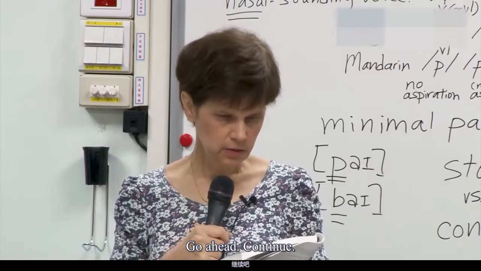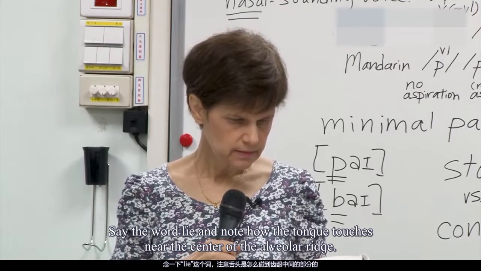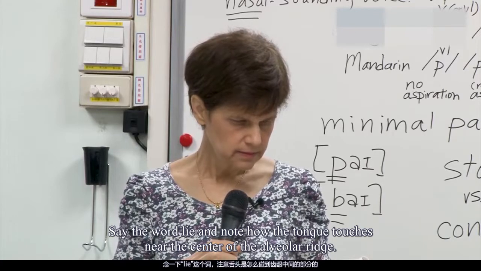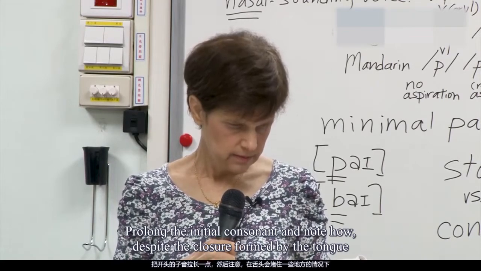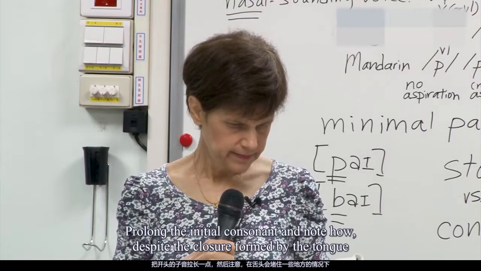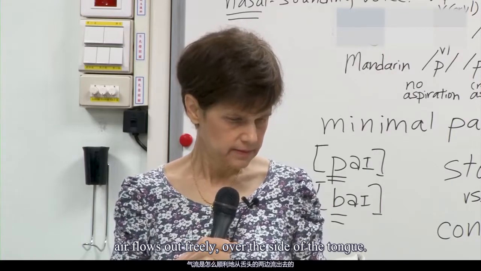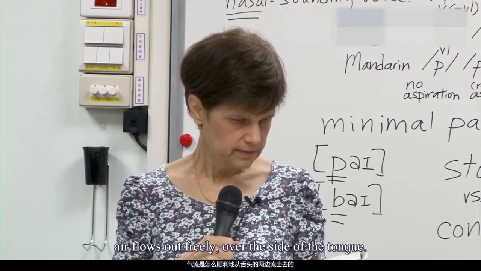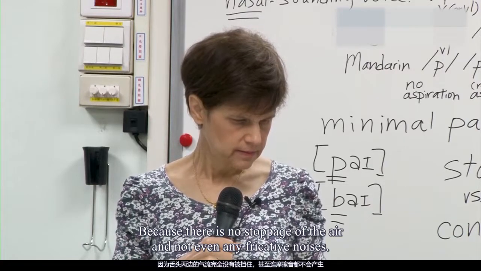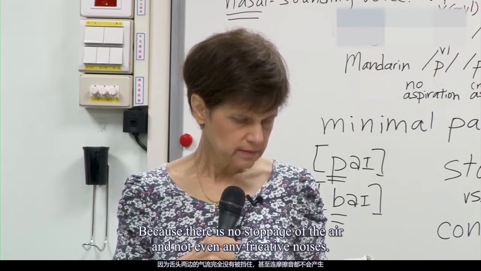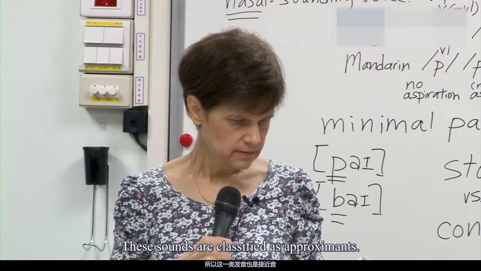Go ahead, continue. Say the word "lie" and note how the tongue touches near the center of the alveolar ridge. Prolong the initial consonant and note how, despite the closure formed by the tongue, air flows out freely over the side of the tongue. Because there is no stoppage of the air, and not even any fricative noises, these sounds are classified as approximants.